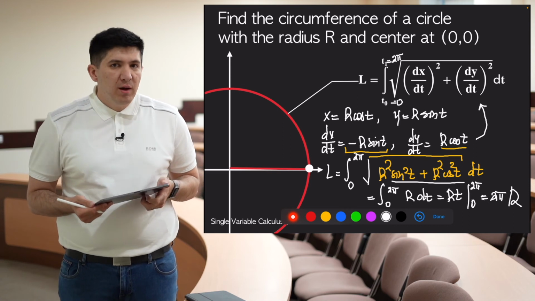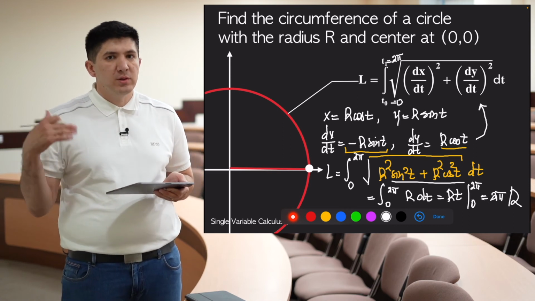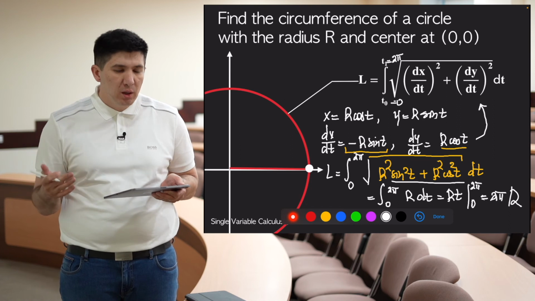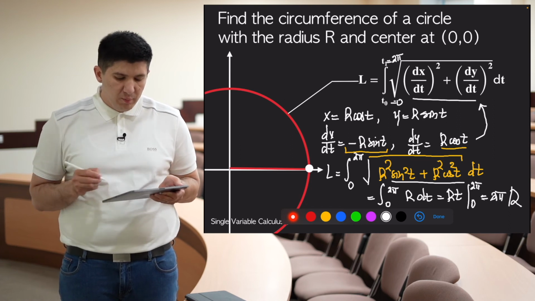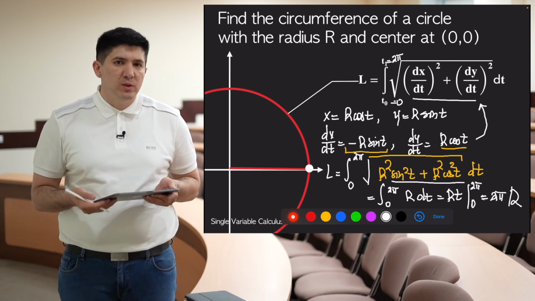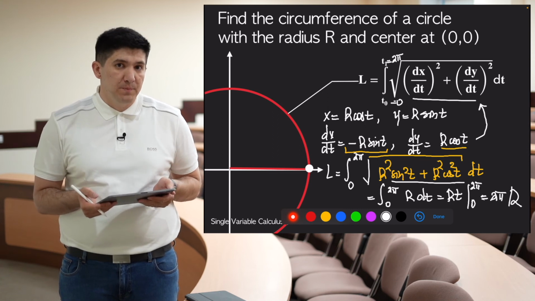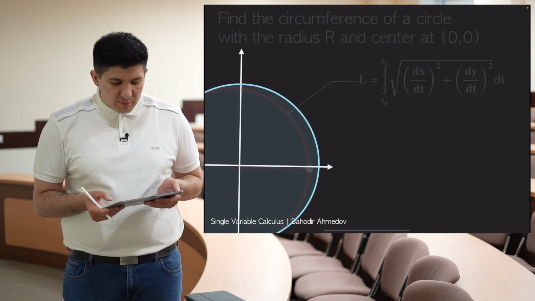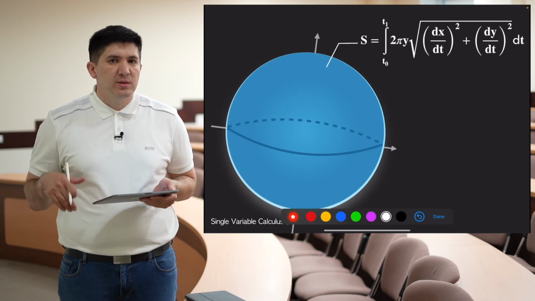So we can find the lengths of curves defined using parametric equations using this formula, which is basically the same formula we have used to find arc lengths. So now I would like to go even further. I would like to find the surface areas.